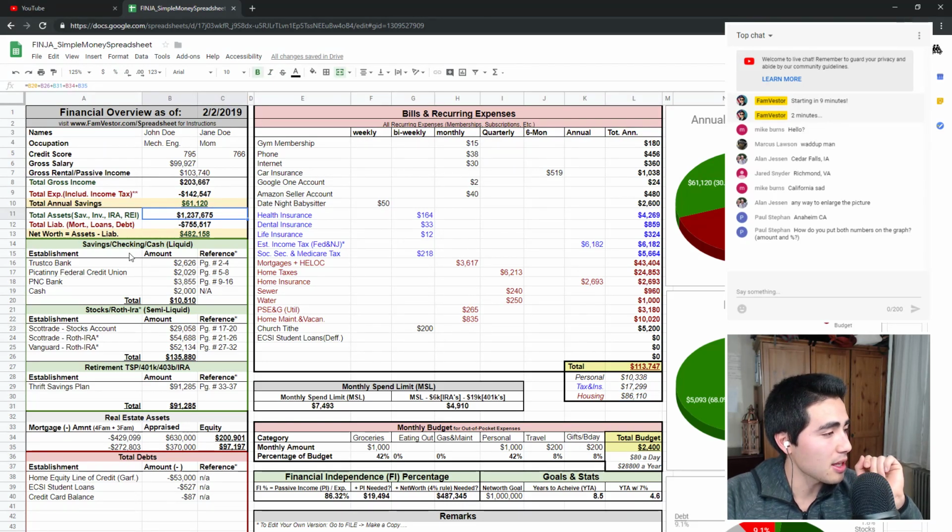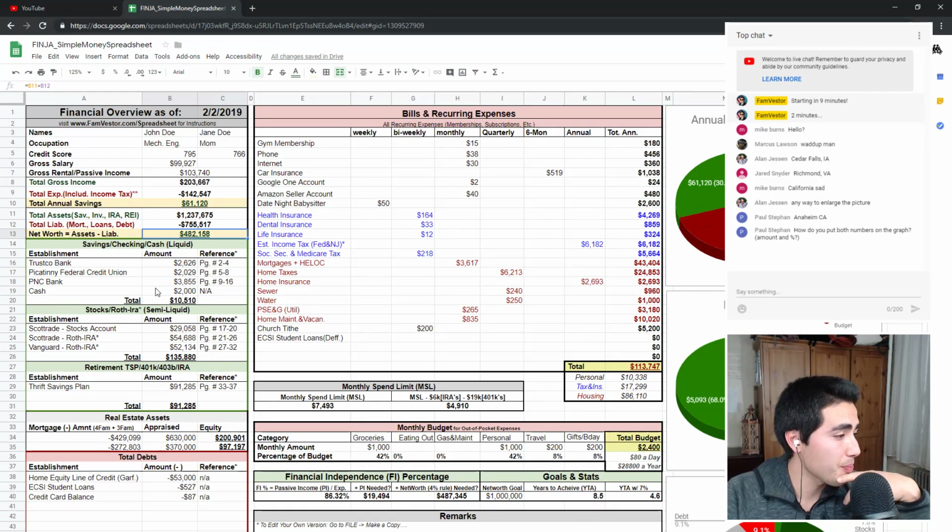So that's everything in your savings, your brokerage, your Roth, your retirement accounts, and real estate assets in my case. And that's around 1.2 million. But then in terms of mortgages, loans, debts, liabilities, that's around $750,000. And then my net worth soon is approaching around $500,000. And that's kind of broken out here.